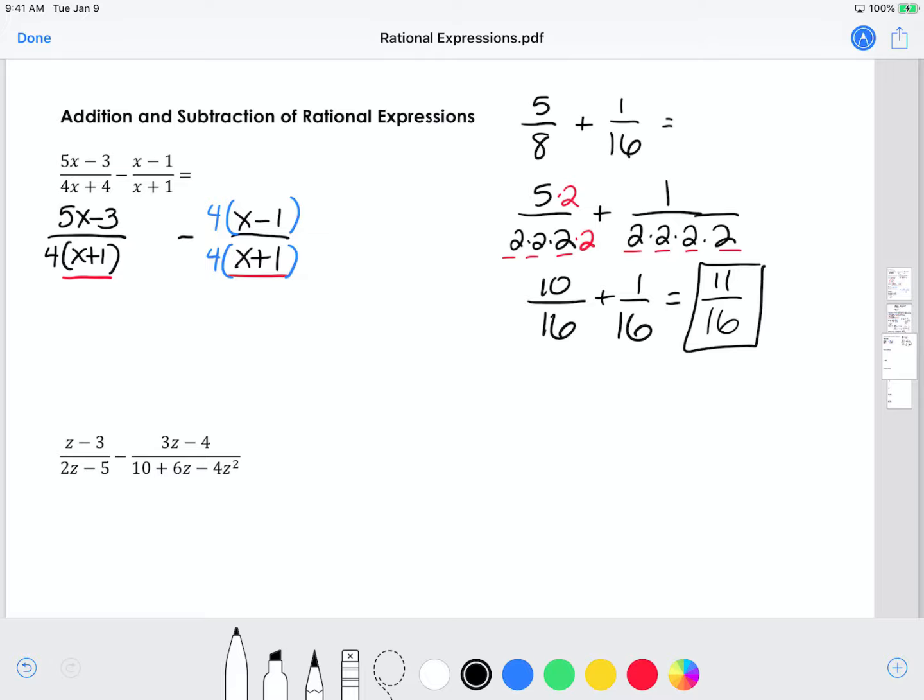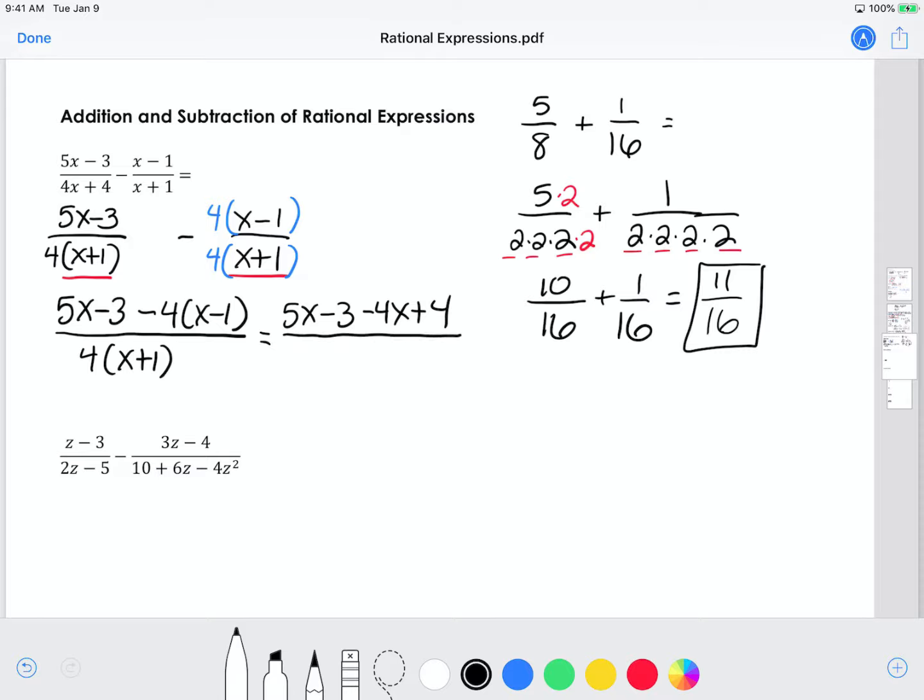So now I have 5x minus 3 minus 4 times x minus 1 in the numerator, all over my common denominator, which is 4 times x plus 1. And now I just have to simplify the numerator. So I have 5x minus 3, and I'm going to distribute that negative 4, so that gives me a minus 4x plus 4, all over 4 times x plus 1.